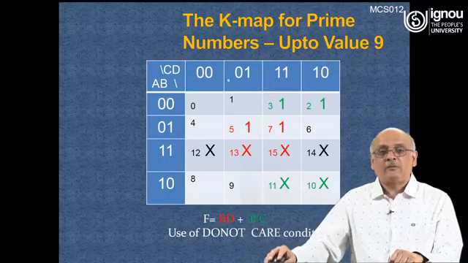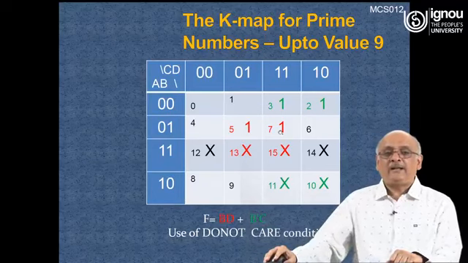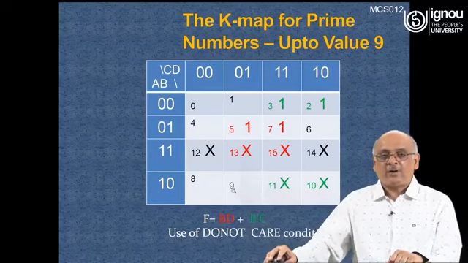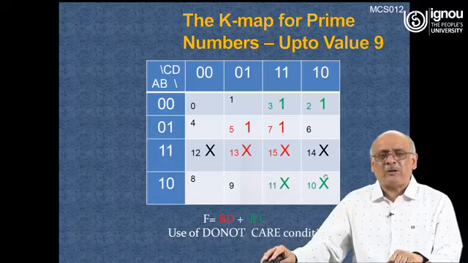So how is it going to be there? 2 is a prime number, right? 3 is a prime number, 5 is a prime number, 7 is a prime number, but thereafter 8 and 9 are not prime, but 10, 11, 12, 13, 14 and 15, we don't have to care about these values. Why don't we have to care about these values? Because our circuit is not trying to address them. So in those cases when your circuit is not trying to address those values, we put an X there.